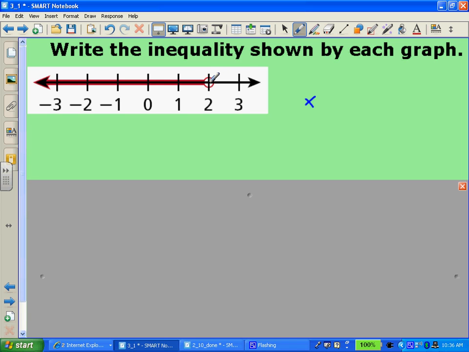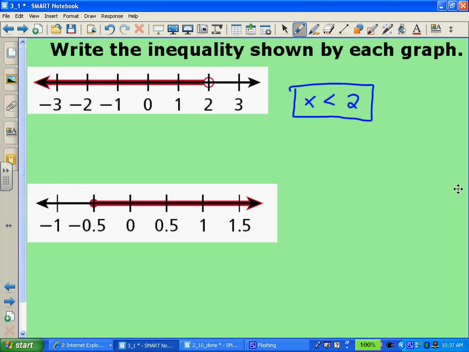Then I have to decide what sign to use. So this is an open circle, so that right away makes it either less than or greater than. And then it goes to the left. So an open circle to the left means less than. An open circle's on 2, so the inequality for this graph would be x less than 2. Now on your homework you'll need to make sure that you draw the graph as well as your answer. That will be how you show your work.